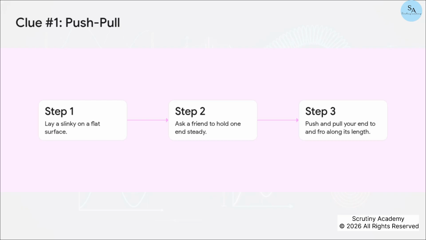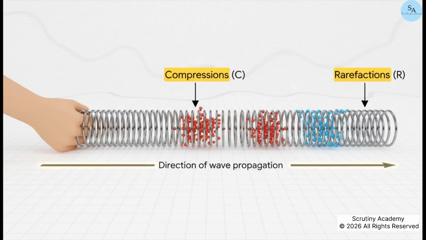Now you take your end, and you start pushing and pulling it, back and forth, back and forth. What do you think you'd see? What kind of pattern starts to form? You'd see this really cool wave moving down the slinky made of these bunched up parts and these spread out parts. Now, for your exams, you absolutely need to know these two keywords. The bunched up high density areas are called compressions, and those stretched out low density areas, we call those rarefactions.